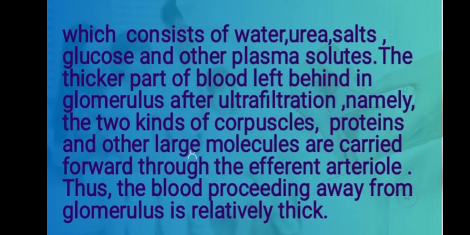Which consists of water, urea, salts, glucose and other plasma solutes. Almost 180 liters of glomerular filtrate is produced here. The thicker part of blood left behind in the glomerulus after ultrafiltration, namely the two kinds of corpuscles, proteins and other large molecules, are carried forward through the efferent arteriole. Thus the blood proceeding away from the glomerulus is relatively thick.